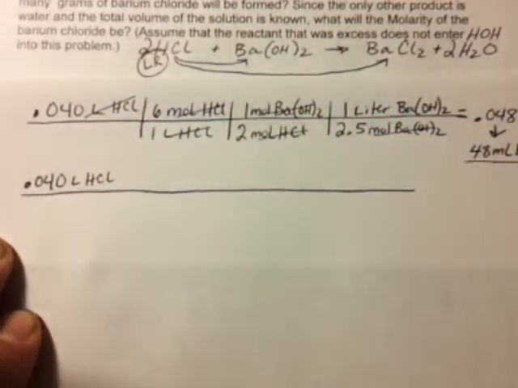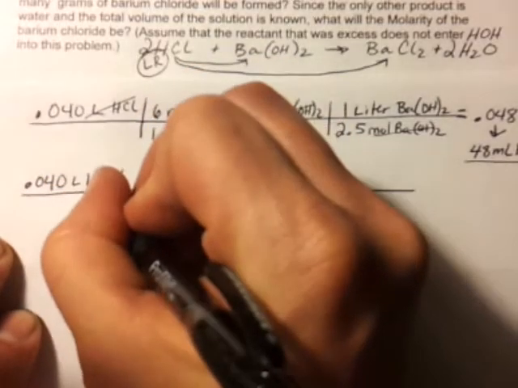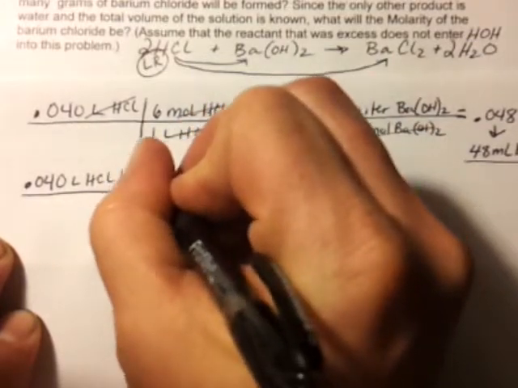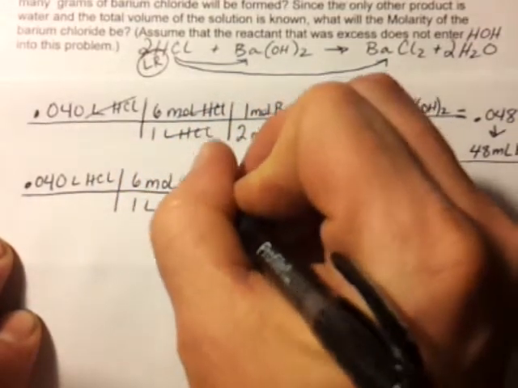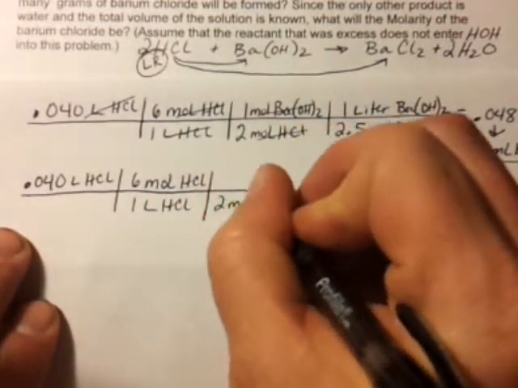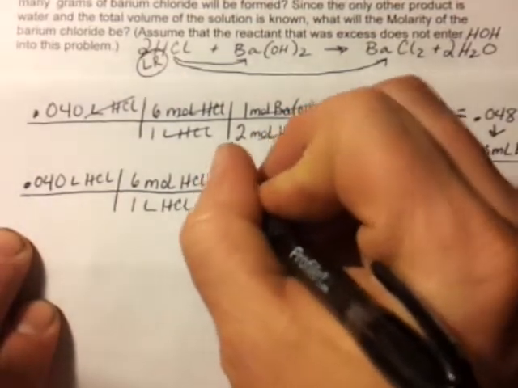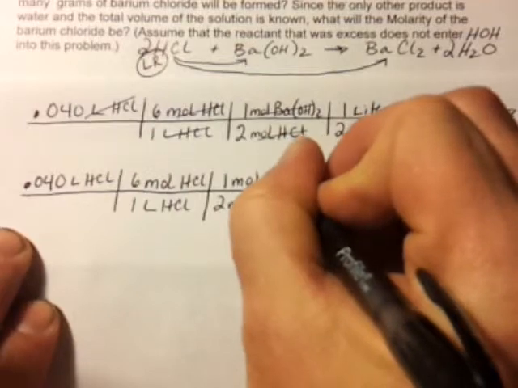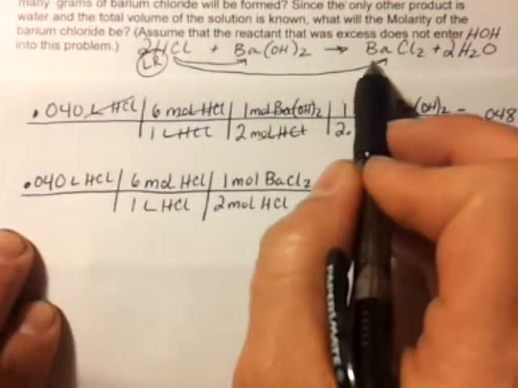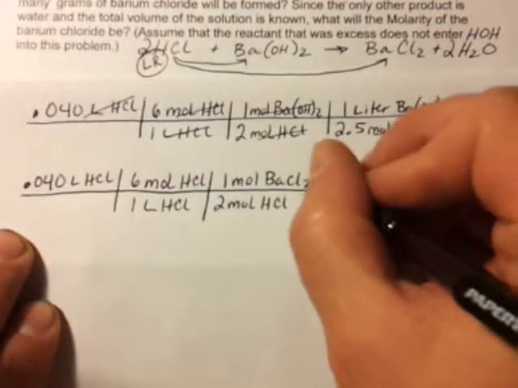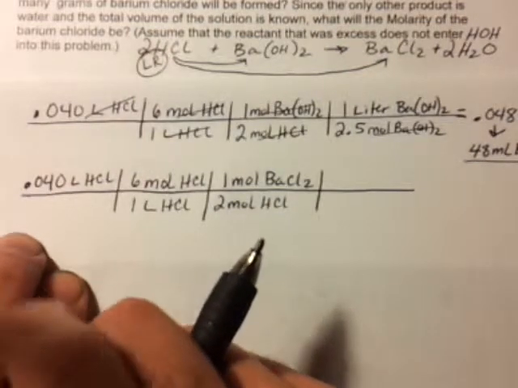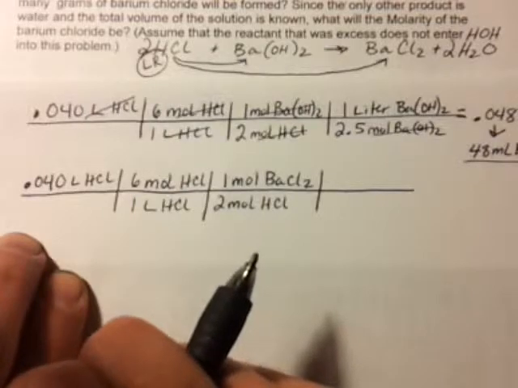again, and I'm going to go from HCl, 1 liter of HCl has 6 moles of HCl. And of course this time I'm going to barium chloride, so 2 moles of HCl is to 1 mole of barium chloride. And again, just confirming that, you can see that right here in the balanced equation, 2 HCl's for every 1 barium chloride.